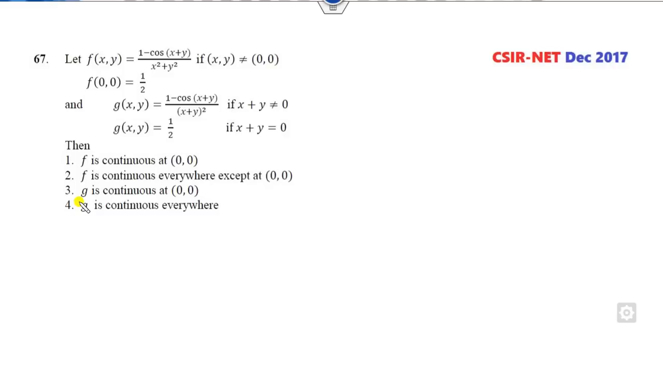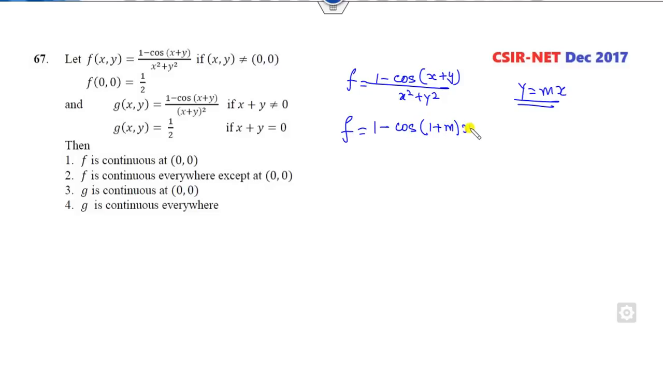Okay, look at this another one. F is continuous, G is continuous. Okay, G is continuous everywhere. Firstly we will think about this here: (x plus y) over (x squared plus y squared). So I can simply take y equal to mx. So what is that? This is 1 minus cos (1 plus m) times x divided by x squared times (1 plus m squared). Now take the limit as x approaches 0. This is a 0 by 0 form. So then we apply the L'Hopital rule.